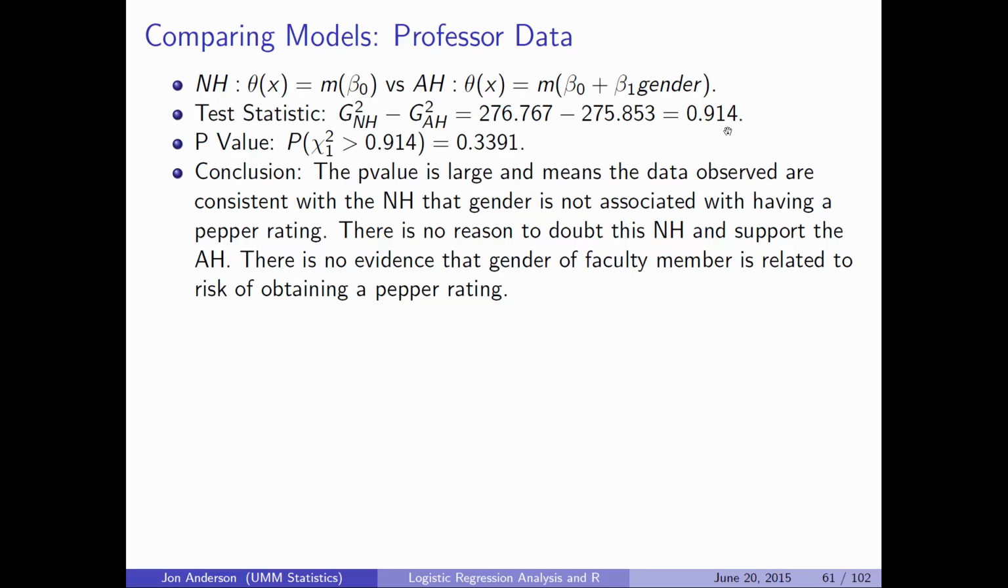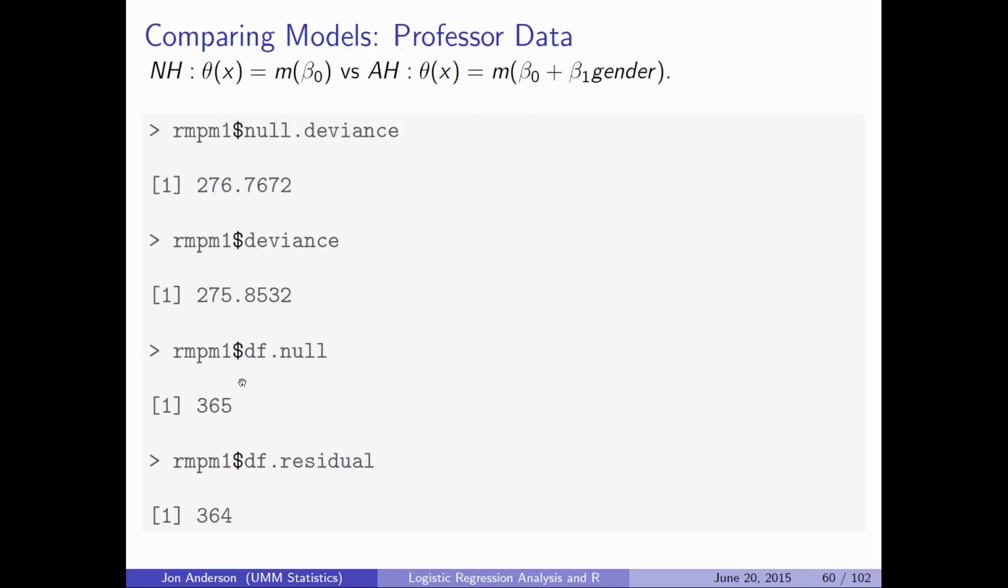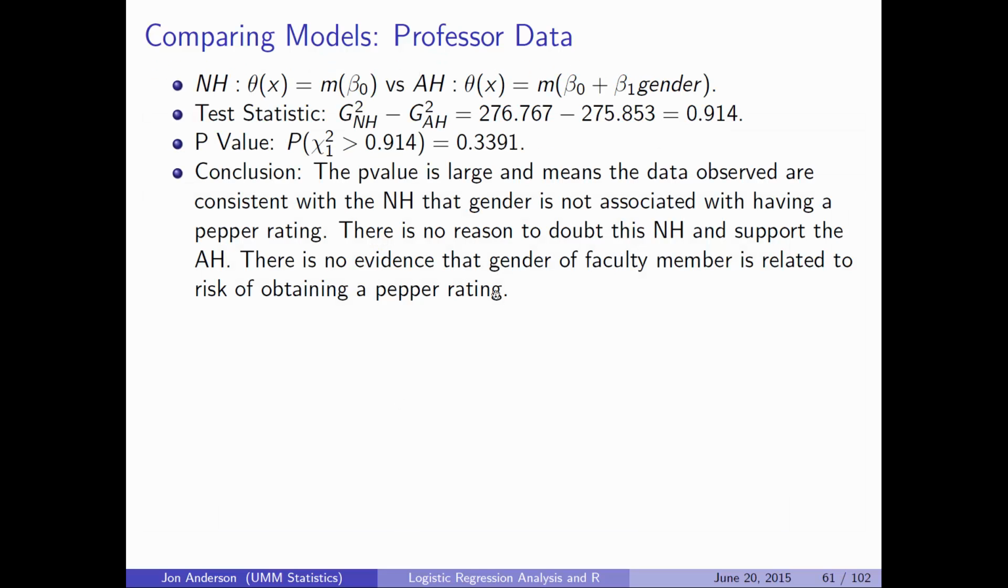We need to compare 0.914 to a chi-square distribution, which has degrees of freedom 1, because the difference in the degrees of freedom between the null hypothesis model and the alternative hypothesis model is 1 unit. So what is the probability that you would get a chi-square one-tailed distribution more than 0.914? Well, it turns out it's a pretty big probability, and that means that our data is compatible with what we might expect from the null hypothesis model, and there's just not enough evidence to say that the gender variable is needed to help explain the risk of a pepper rating.